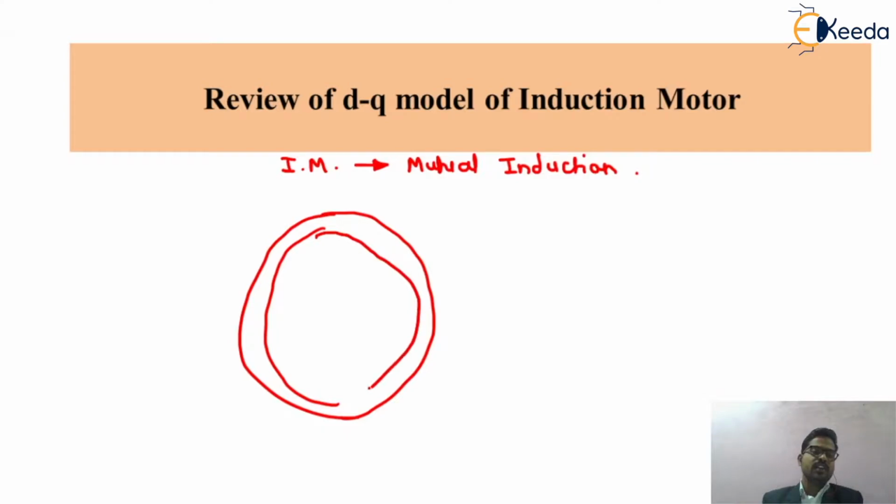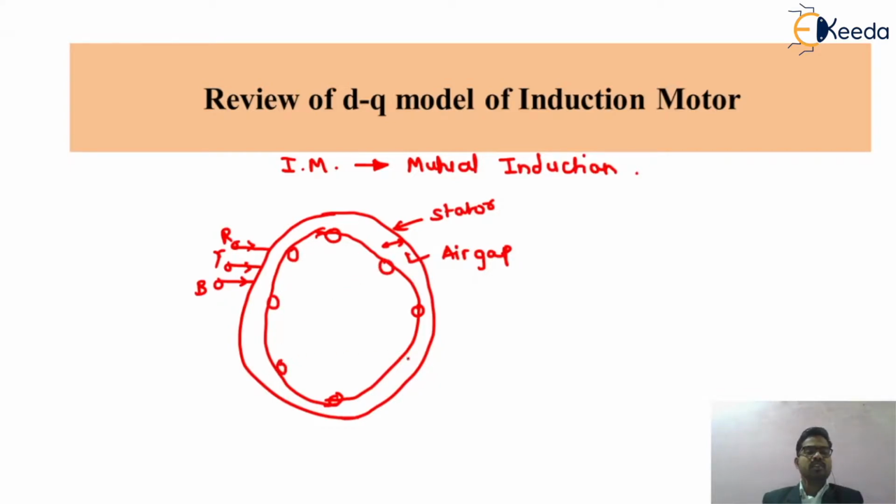As we know, between the stator and rotor there should be a uniform air gap. So what is the function of your three-phase induction motor? We give the three-phase supply to the stator winding, that is R, Y, B, and this is the stator winding of your induction motor. This is the rotor part. These are the rotor conductors, which are short circuited by the end ring. So this part is called the rotor.